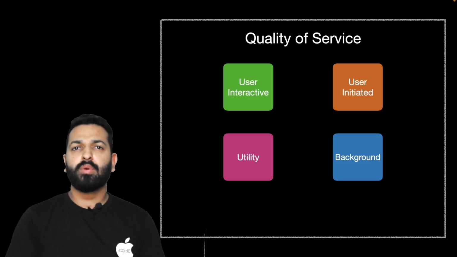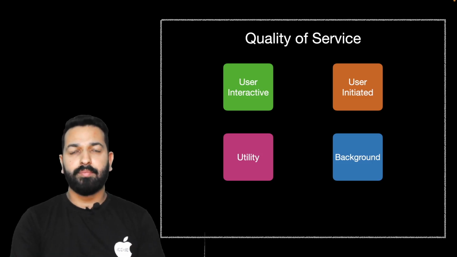Essentially these four are the quality of service classes that should be used when we want to dispatch any of our tasks on any of the global concurrent queues. Let's see them.